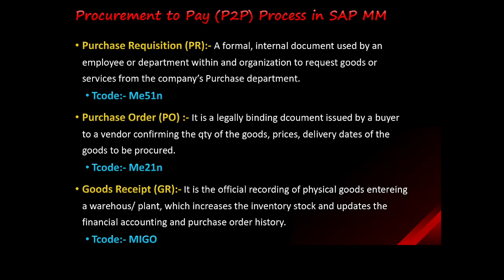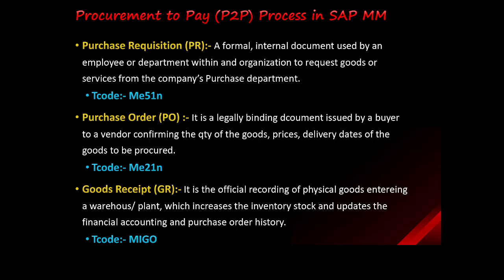So the key T code for purchase order creation is ME21N. I will show you in upcoming videos how to use this ME21N T code. And also for purchase requisition we have ME51N. Once we type the ME51N T code in SAP, a purchase requisition screen will open where we can create a purchase requisition. Then we have goods receipt.